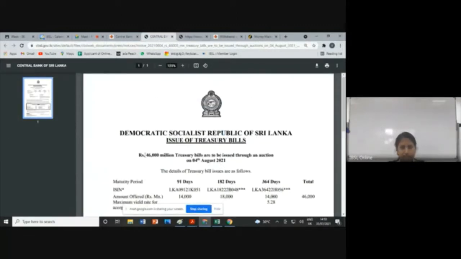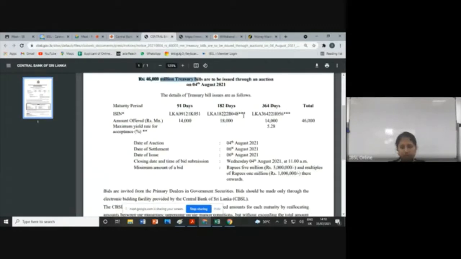Here they tell you the quantum that they are going to issue and the maturities in which they are going to issue. Can you see how this 46,000 million is made up? The highest is going to be in the 6 month category. Then you have it equally divided between 3 months and 1 year. Now, what is this ISIN?